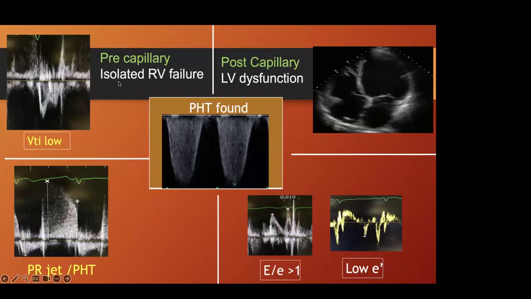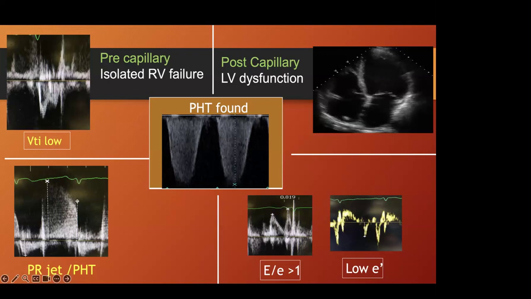And if you see a PAT which is low, as I described earlier, or if you see any notching, that means the patient has precapillary pulmonary hypertension. And also you can see the PR jet if you place the pulse Doppler across the RVOT outflow. If you see a significant PR, then you know the PA pressures are very high.